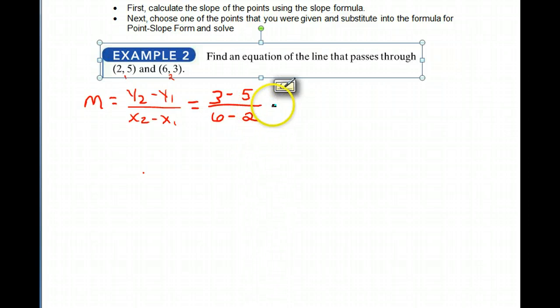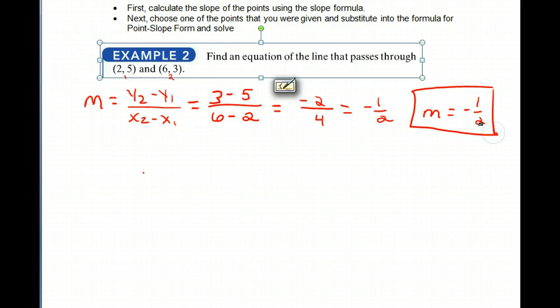Now we're going to simplify the formula down just doing the math. 3 minus 5 is negative 2. 6 minus 2 is 4. We want to simplify our fraction as much as we can, so that's going to simplify down to -1/2. So that means that our slope is -1/2. Now that we have identified the slope and we have a point, we can use point-slope form.